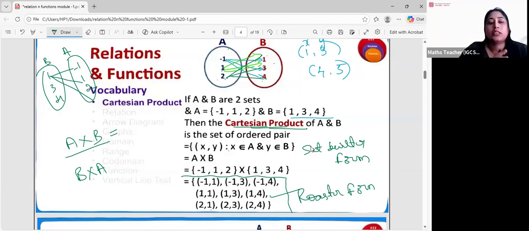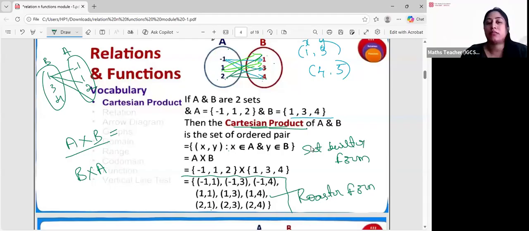Correct? And again, remember A cross B is different, B cross A is different, C cross D is different, D cross C is different. So A cross B means we are relating all the elements from A to B. B cross A, we are relating elements from B to A. Correct? So that is the definition of Cartesian product.